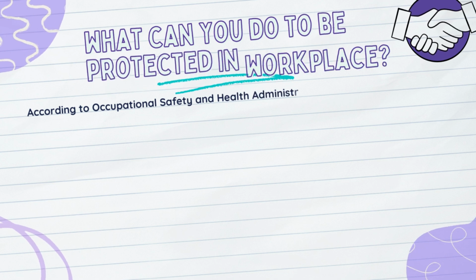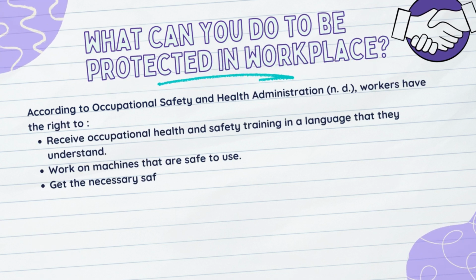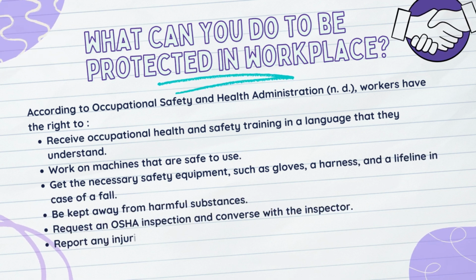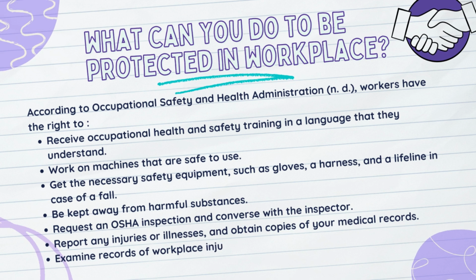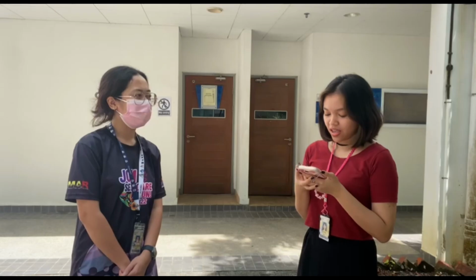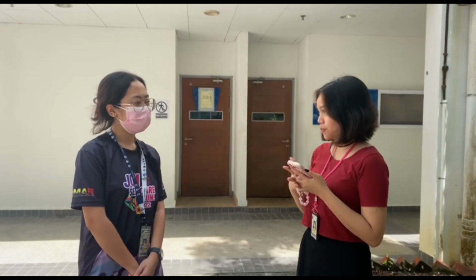To know about rights of workers is important if you ever went through any accident at the laboratory you are working at. These are the few things that you can do to be protected at workplace according to Occupational Safety and Health Administration. Have you ever had any incident happen while you are working on the lab?